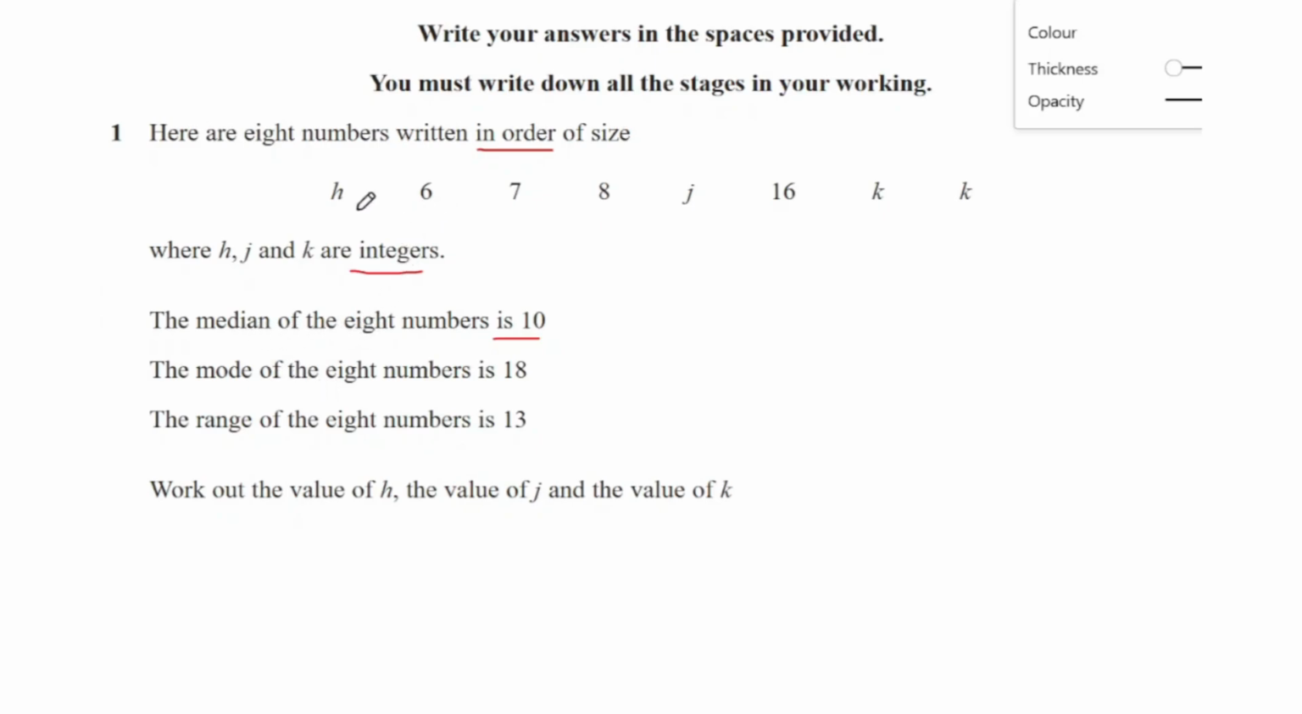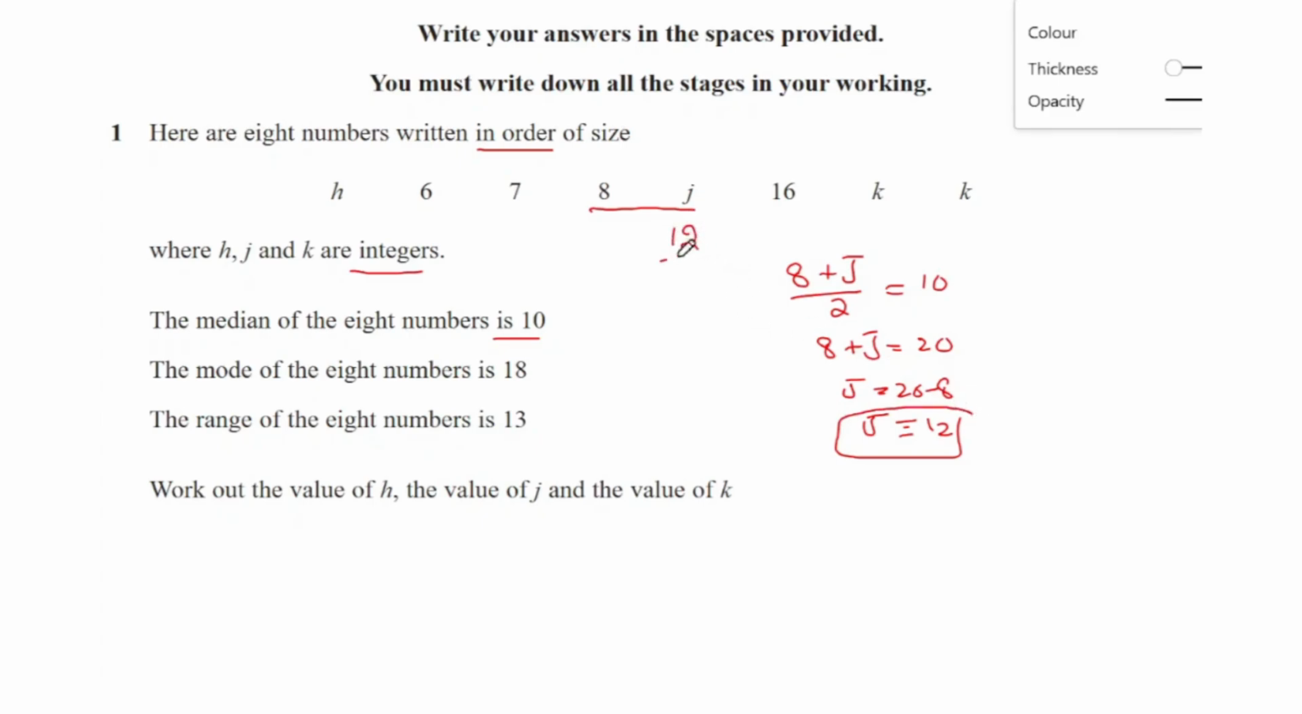So there are 8 numbers, so 1, 2, 3. So it means the sum of these two numbers is 10. So we can write down here 8 plus j divided by 2 is equals to 10. So 8 plus j is equals to 20. So j is equals to 20 minus 8. So j is equals to 12. Okay. So j is equals to 12. So this number is 12.